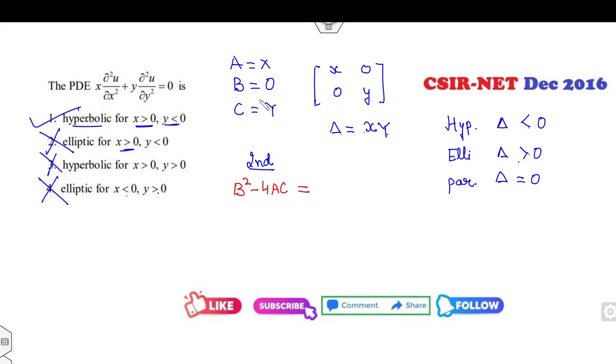Fine. So what is the b square minus 4ac? Minus 4xy. Again you can see when one is positive, second is negative, this value will be positive, then it is hyperbolic. Again the first option is the correct.